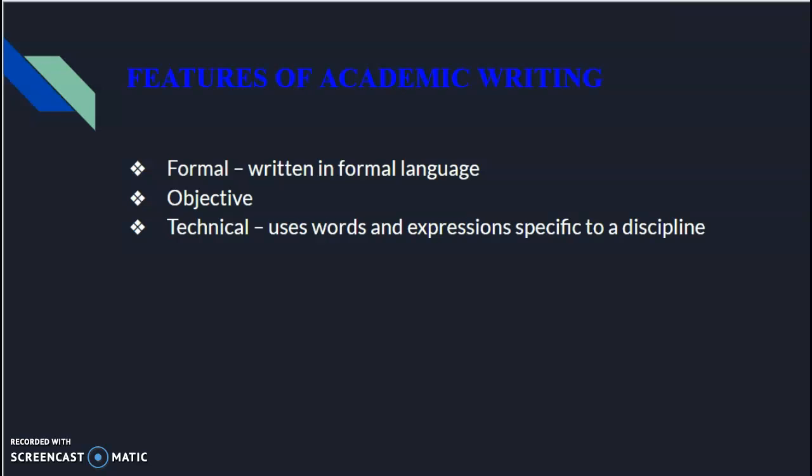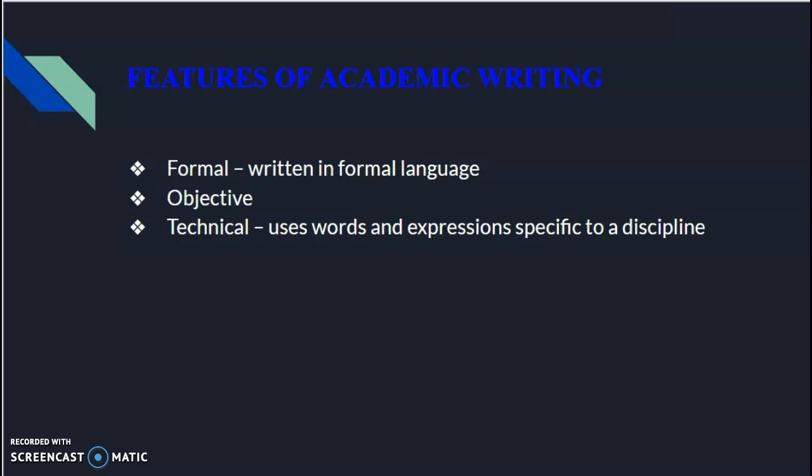Next is that academic writing is objective, which means that it is impersonal. So, for example, you may have your likes and dislikes, your opinions, but you cannot let that influence your writing. That is, you may dislike a poet or novelist, but you cannot let that influence an essay you are writing about that poet or novelist.